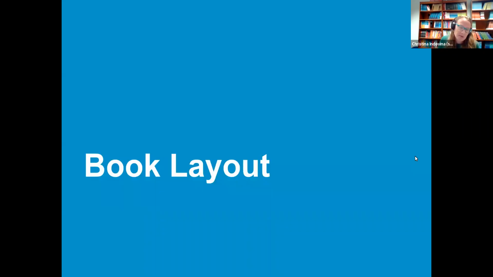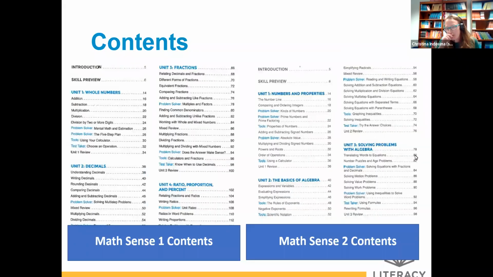Really quickly, I'm going to go through the book layouts. I only do this because I have met folks who didn't know about specific parts of this book. You can look in the front and see these are the 2 books, Math Sense 1 and 2. Math Sense 1 includes Unit 1, which is a rehash of addition, subtraction, multiplication, and division.